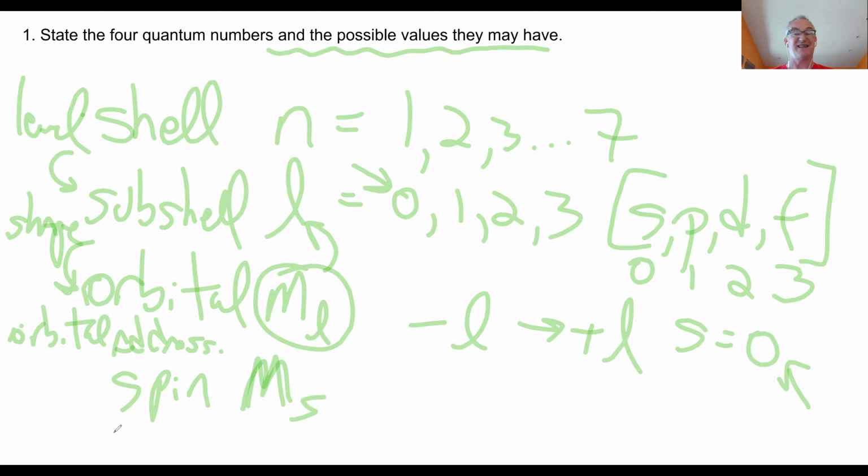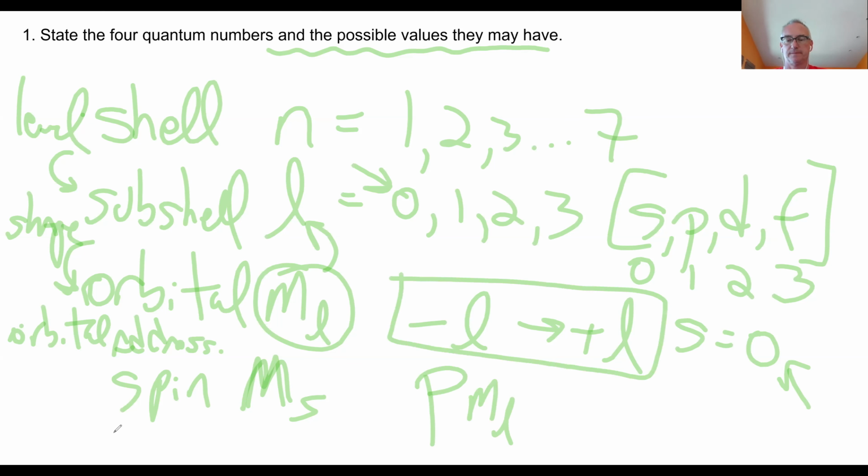So for S, it can only be 0. That's the only possible value it can have. Now, what about P, though? What are the 3 possible values of P orbitals for m sub l? I think 3. And remember, this is the formula we use. So what are the possible values of m sub l for a P subshell?